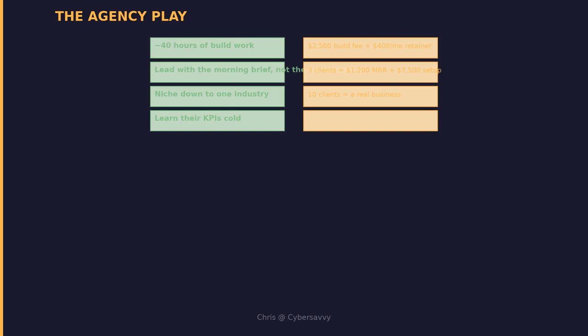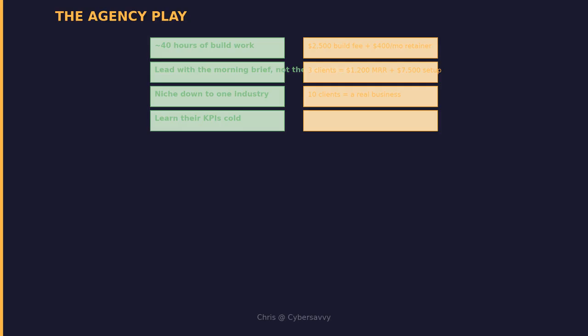Here is the agency play. Most small businesses doing 1 to 10 million in revenue have no real BI. They have spreadsheets and gut feel. You can build the full stack I just described in about 40 hours of work, and you can charge $2,500 for the build, plus $400 a month for ongoing maintenance and AI tuning. 3 clients gets you to $1,200 a month in recurring, plus $7,500 in one-time setup fees. 10 clients and you are at a real business.